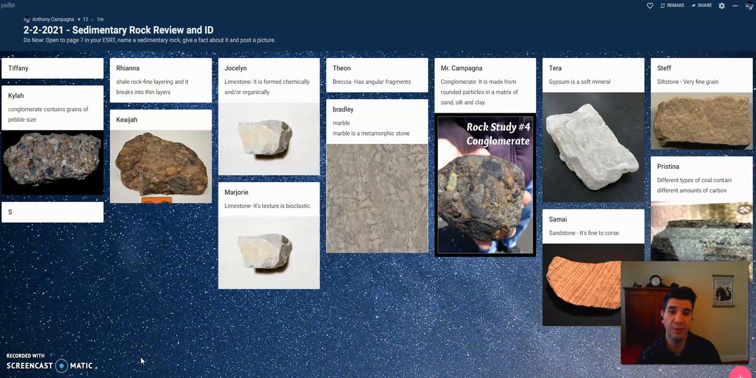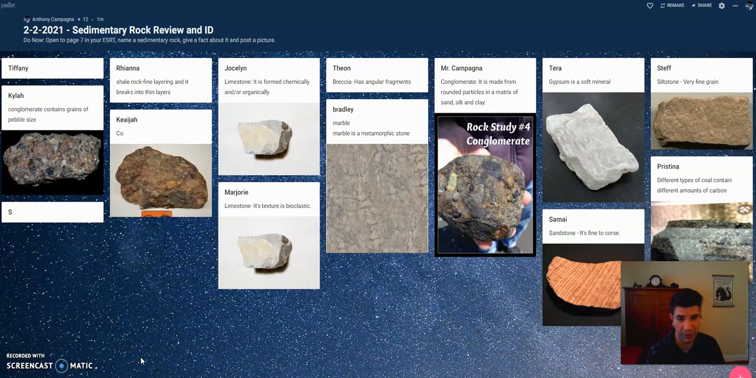So let's go through a couple of these. Rihanna said shale. Shale is a fine layered rock. Actually, if you drop it on the table, it could peel apart and break out into layers. It's one way you can tell what it is. Jocelyn said limestone, typically white in color. Marjorie said the same thing.